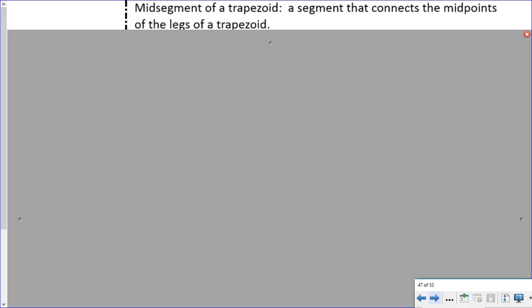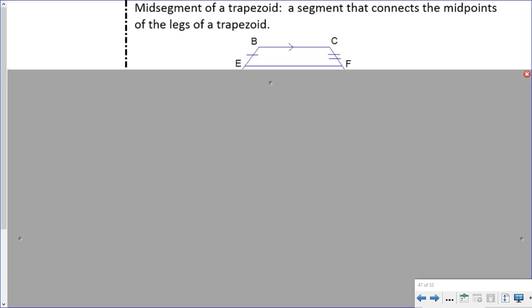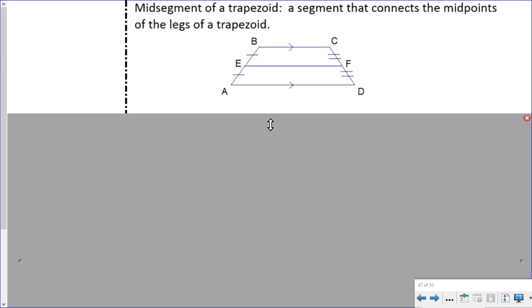Mid-segment of a trapezoid. So this was what was mentioned in the essential question. The mid-segment of a trapezoid is a segment that connects the midpoints, so mid-segment, midpoints, of the legs of the trapezoid. So here's an example. Go ahead and pause it so you can copy all that down, and I'll tell you more about it.